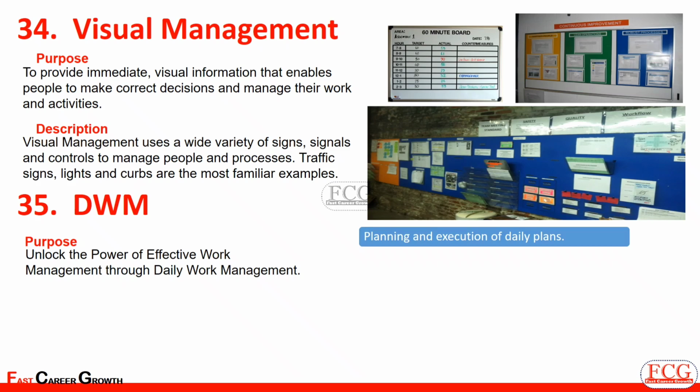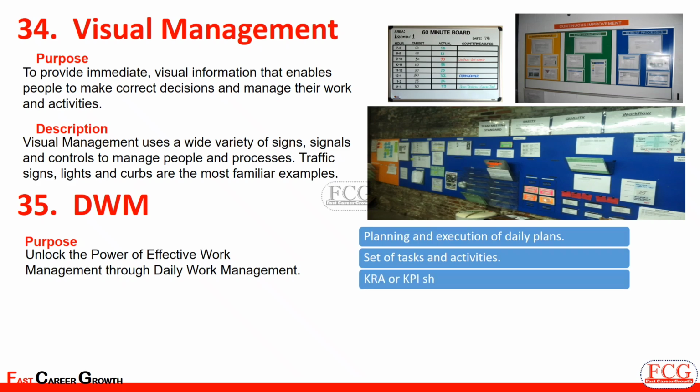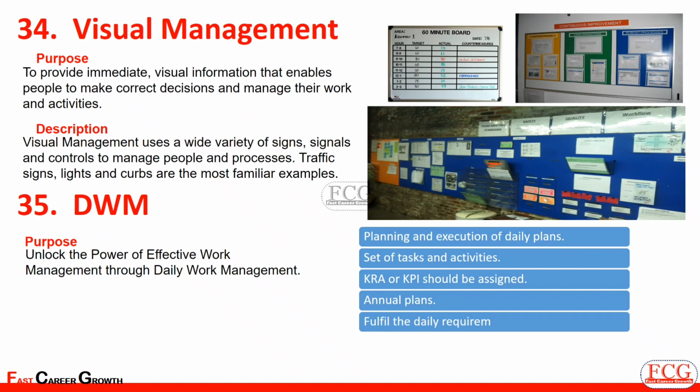Second step, set of tasks and activities to be executed during the day as per a decided sequence on a timeline. Third step, KRA or KPI should be assigned to each one as per the organization's goal. Fourth step, annual plans fulfill customer requirements. Fifth step, each department must fulfill the daily requirements of its next internal customer departments.